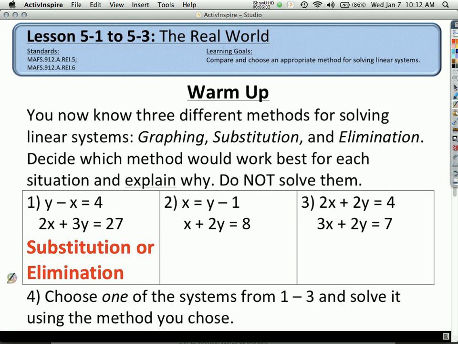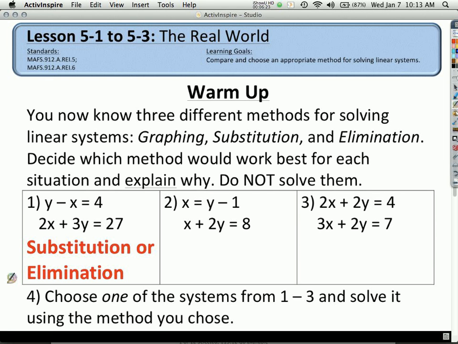Number 2, I've got student number 2, 17, 14, and 16. Student number 17, what'd you pick? I chose graphing for number 2. Why? Because I kind of did the process of elimination.